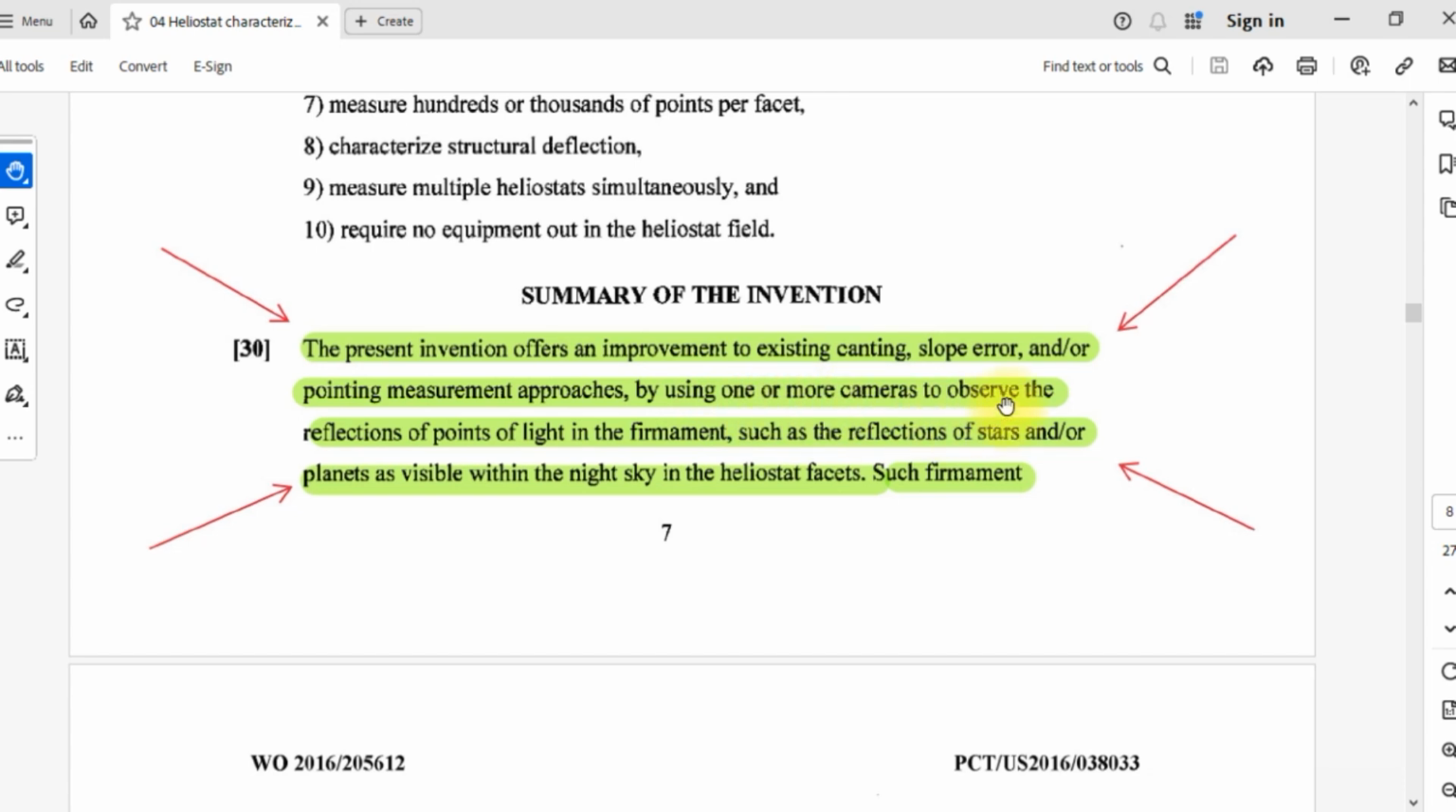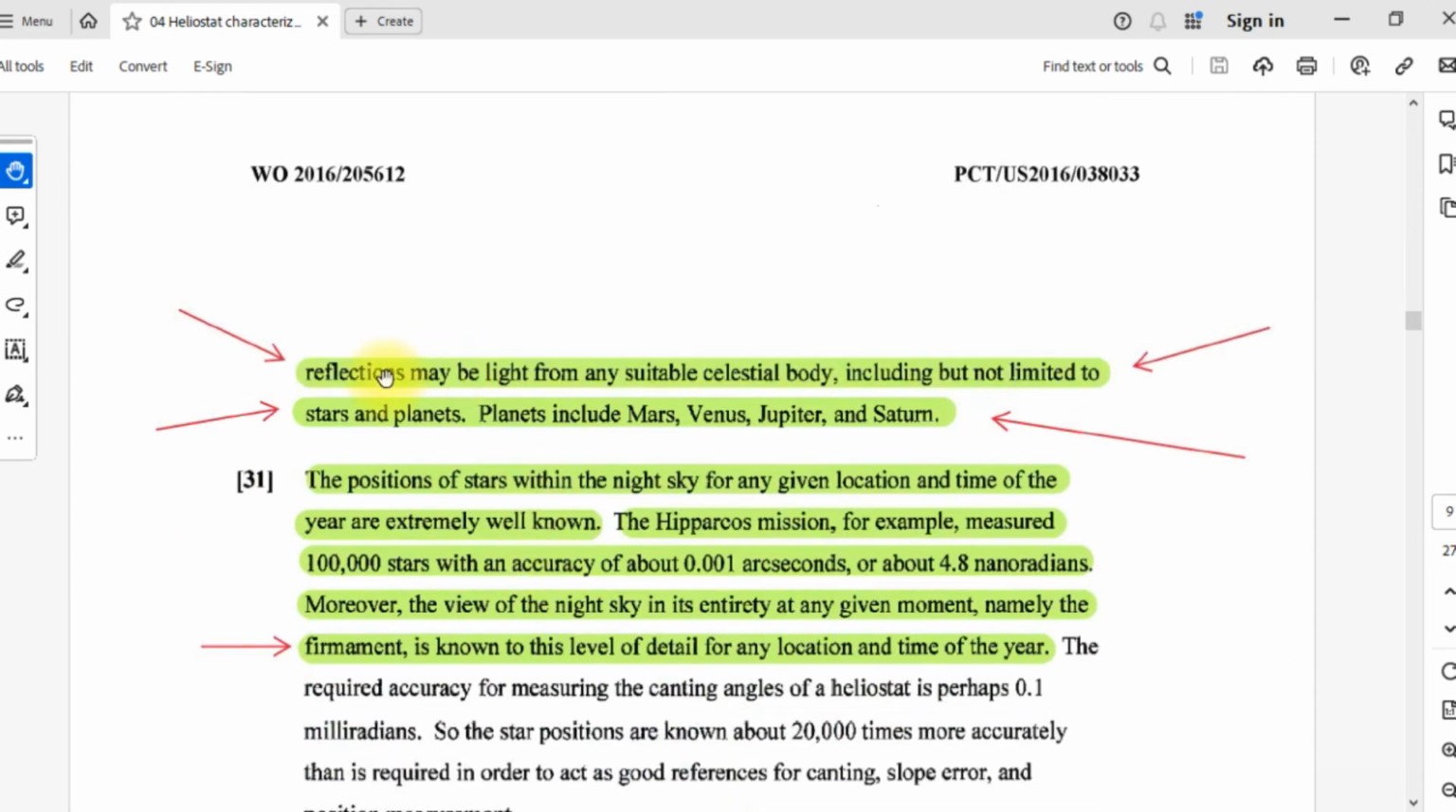more cameras to observe the reflections of points of light in the firmament, such as reflections of stars and/or planets as visible within the night sky. In the heliostat facets, such firmament reflections may be light from any suitable celestial body, including but not limited to stars and planets. Planets include Mars, Venus, Jupiter, and Saturn.